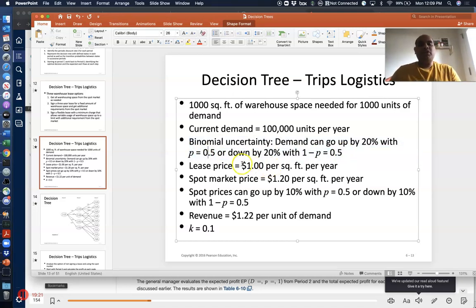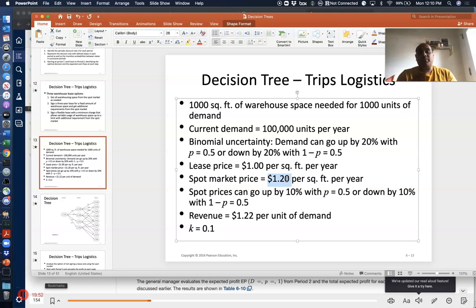Now, lease price is $1 per square foot. So if you buy anything per lease, you just pay $1 per square foot. But the spot market price for the first year is $1.20. But spot market prices can also change, and this change will also be a binomial change. So you're saying that spot market prices can go up by 10% or go down by 10% with a 50-50 probability. So what does that mean? Right now, the spot market price is $1.20 this year.